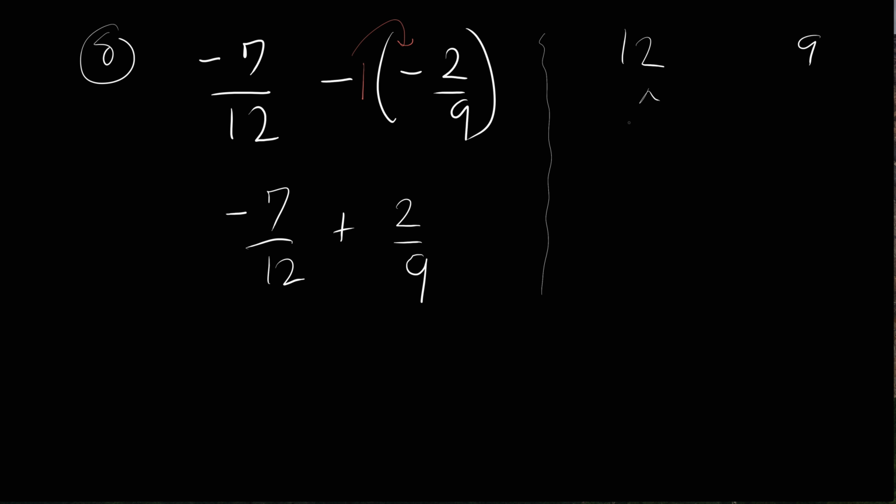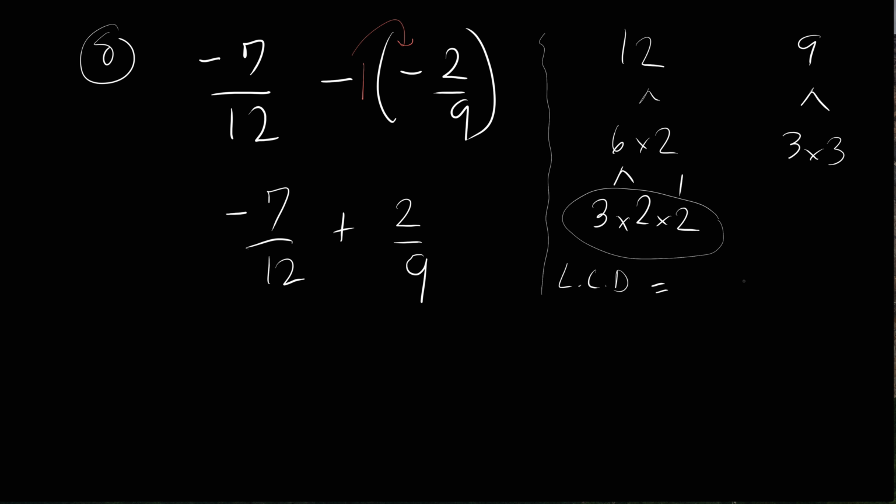So 12 is going to be 6 times 2, and this 6 is going to be a 3 times 2, and bring the 2 down. Same idea with the 9. 9 is going to be 3 times 3. Now that you pick your LCD, you're going to pick all of these numbers here. So that's going to be 3 times 2 times 2. And do not forget to add the numbers that were here. So it's going to be, well, we already have 1 3, and there's 2 3s here. So you put 1 3 extra here. So multiplying everything together, this is going to be 12 times 3, which becomes 36.